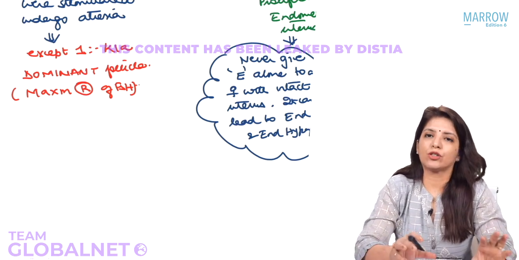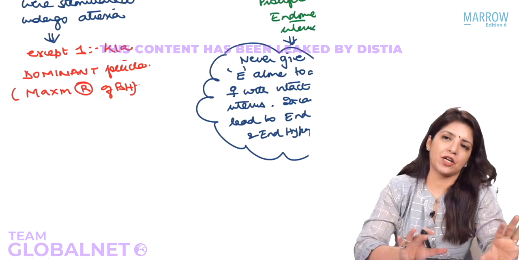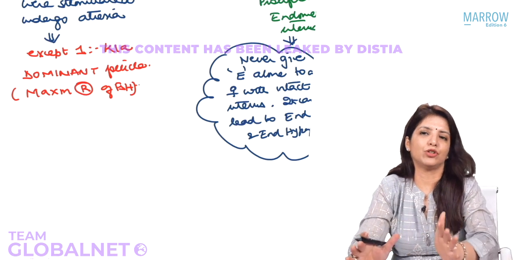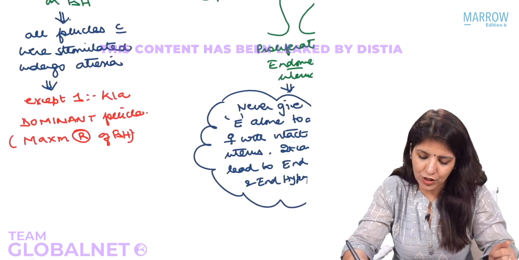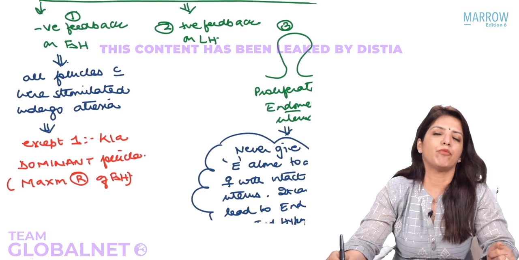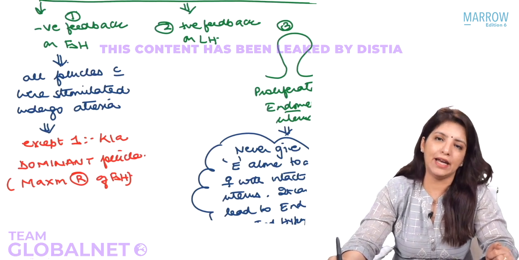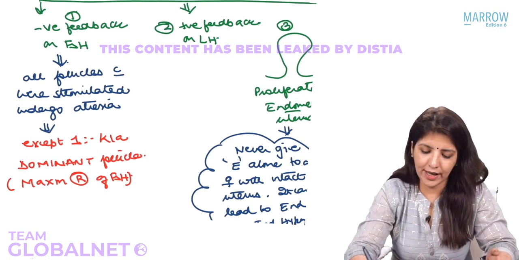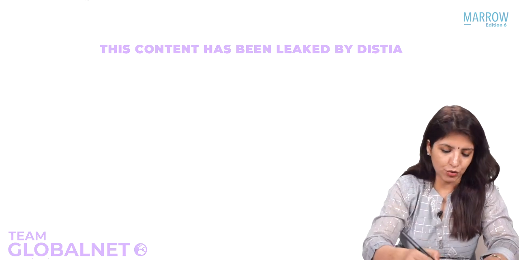So we have talked about its function number one. We have talked about its function number three. Now let's talk about function number two. That was the positive feedback on LH. I'm taking this on the next slide. If you want, just put an arrow and continue there only.